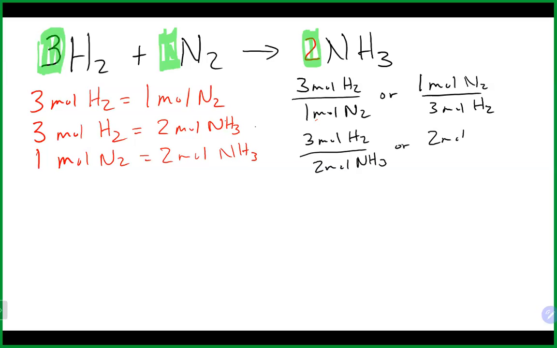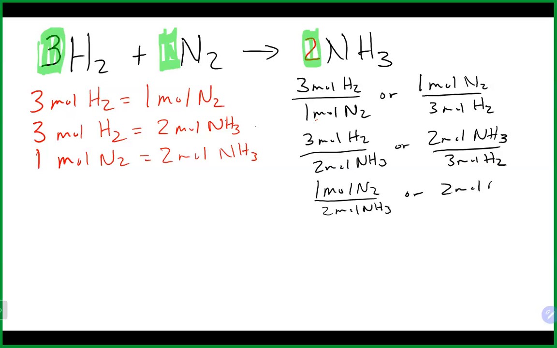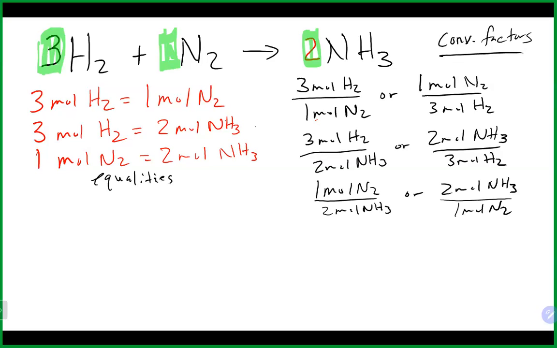Our 2 moles of NH3 gets us 3 moles of H2. And lastly, from our last equality there, we could get 1 mole of N2 gets us 2 moles of NH3. Our 2 moles of NH3 gets us 1 mole of N2. So once again, these are all of our conversion factors, and these are all of our equalities that we could get from this one balanced equation.